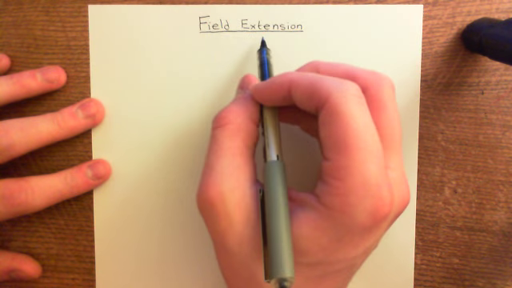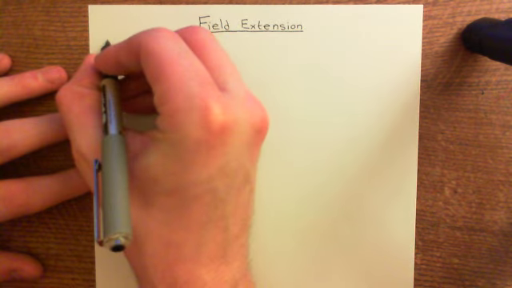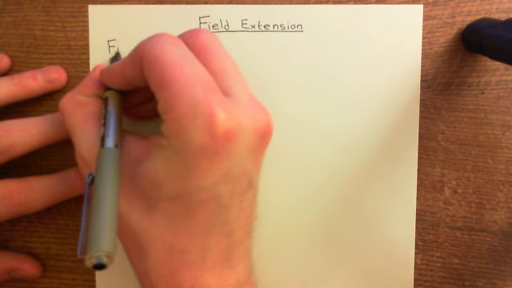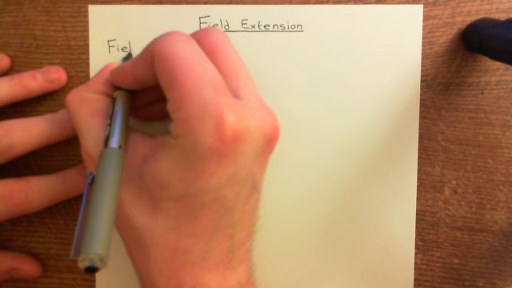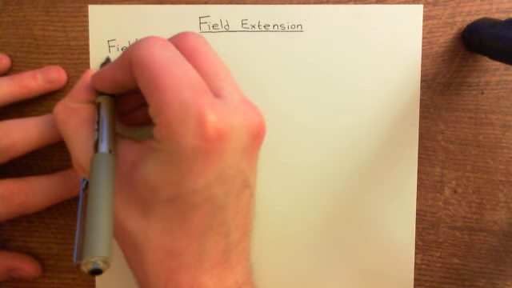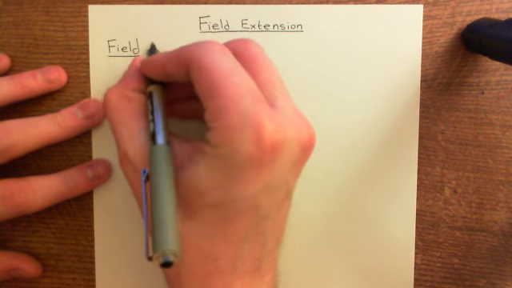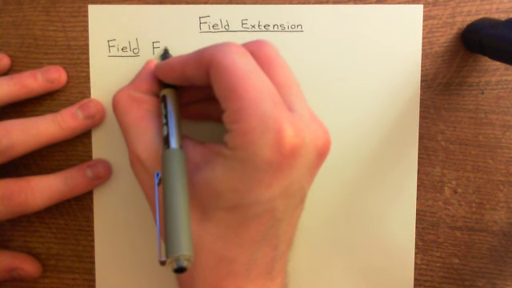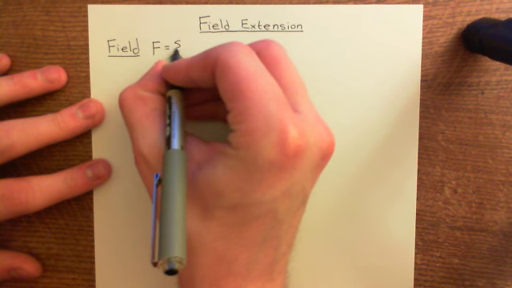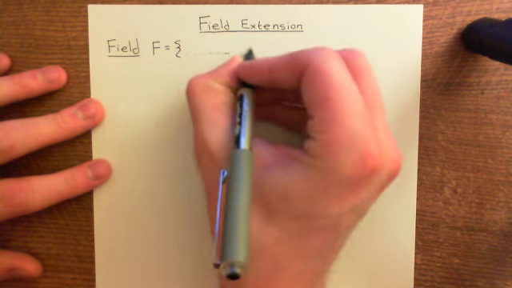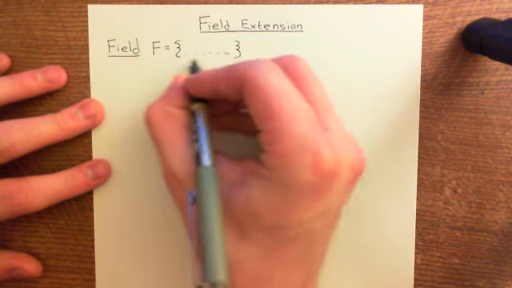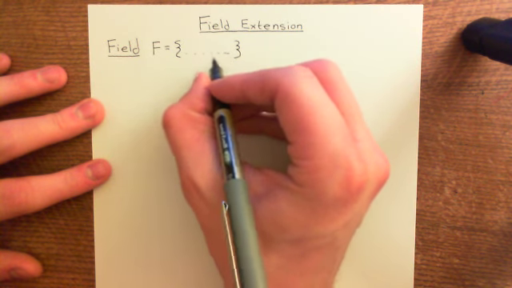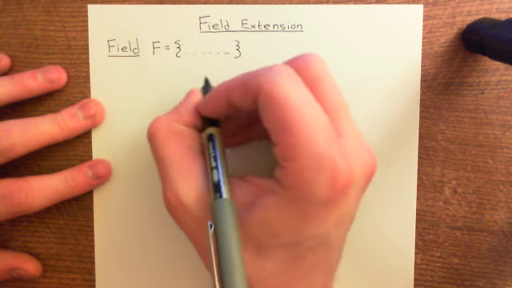So what is a field? A field is an algebraic structure, basically. It's a set, usually denoted by an F. A field is fundamentally a set of symbols. You have some set containing a bunch of symbols, and on this set of symbols you have defined two operations.